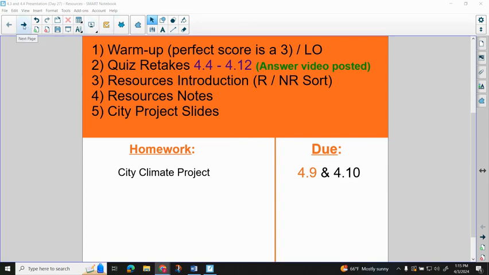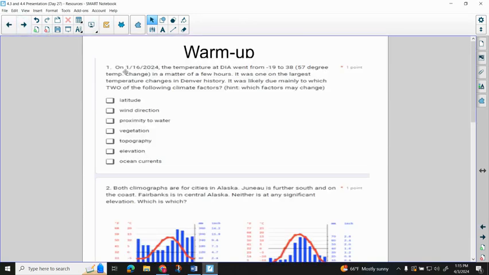Okay. So coming over here to the warm up. On January 16th of this year, the temperature at DIA went from negative 19 to 38 degrees over just a period of a few hours. And the question is, what two things from here led to that? And I do give you a hint which factors may change. So looking at latitude, Denver's latitude is set. It is not changing, and it is not going to lead to that kind of a temperature change over a few hours. Wind direction, however, is. And so wind direction is one of the correct answers.